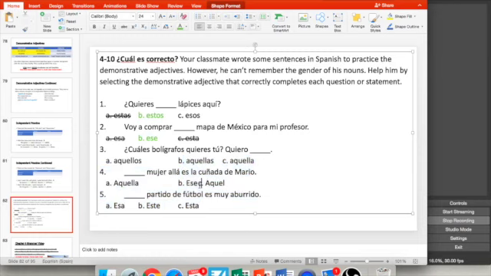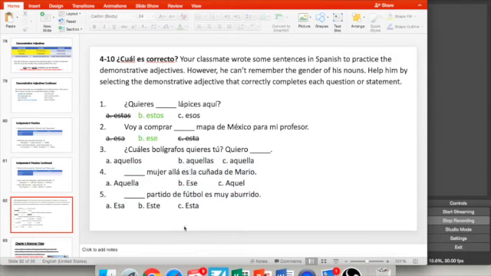Okay, I'd like for you to take a moment. I want you to pause your audio and give numbers 3, 4, and 5 a try for me. Number 3 tells us, ¿Cuáles bolígrafos quieres tú? Which pens do you want? Oh, I want blank ones.